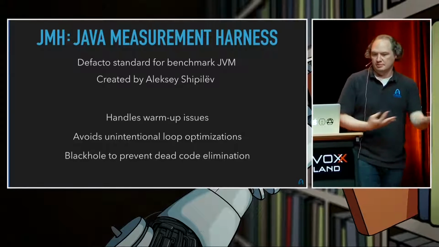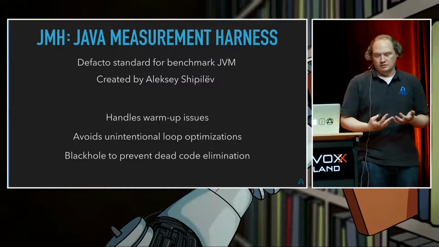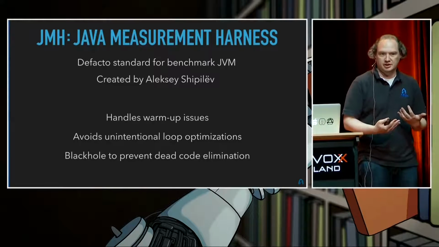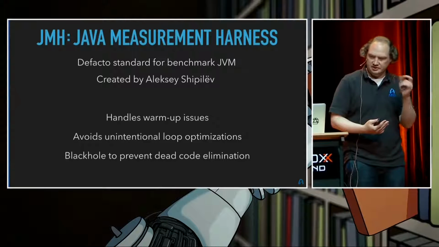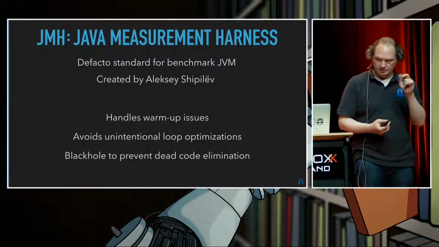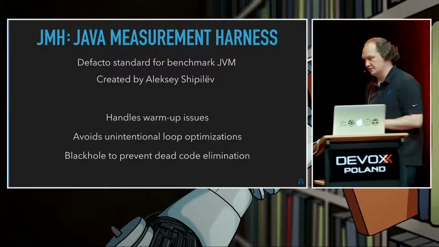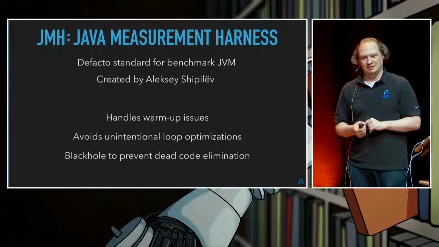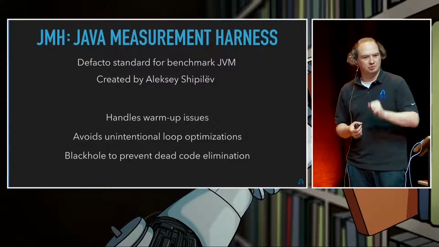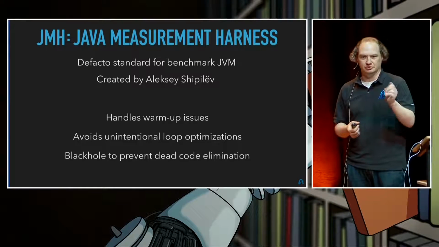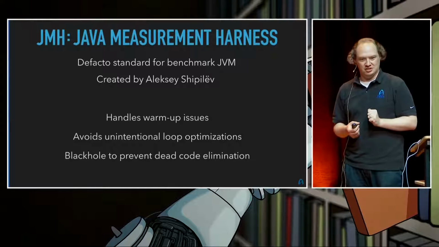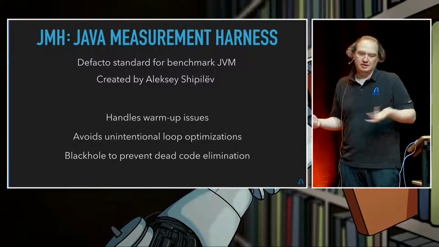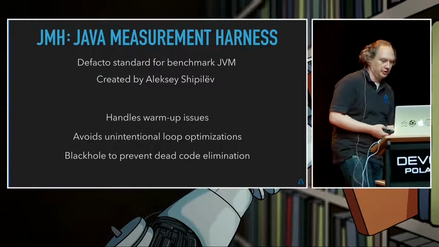The other thing that JMH will do for you is, when you're writing this sort of thing, you have this tendency to need to write a loop, because you're measuring things that are often very short, and you can't measure time down to that resolution. And so you do it in a loop, but then the JIT might get a little too clever and do some loop optimizations that skew your results. It might just say, I only need to run the loop once because the result is the same every time. JMH will take care of that sort of thing for you.